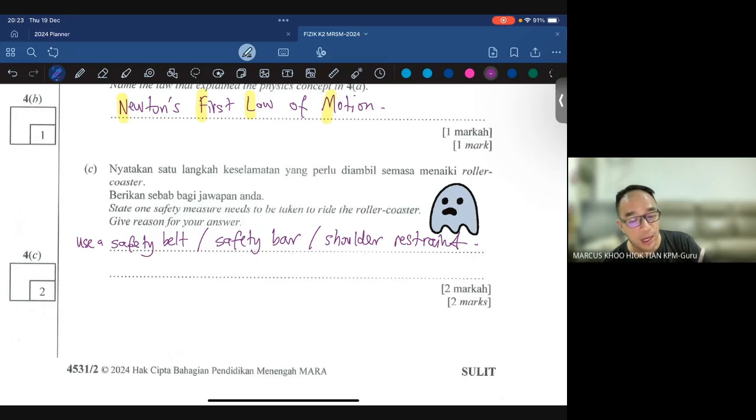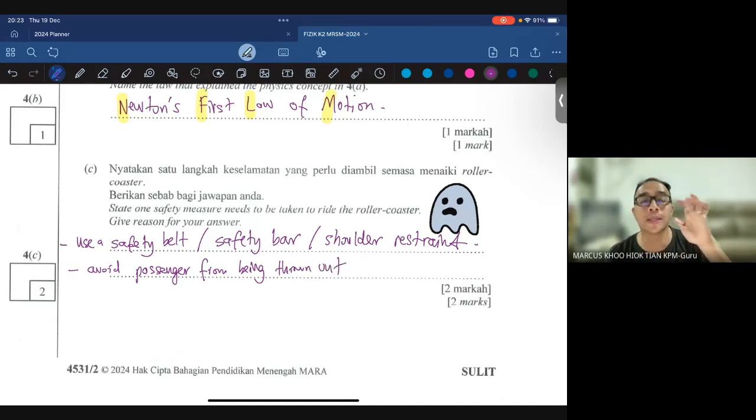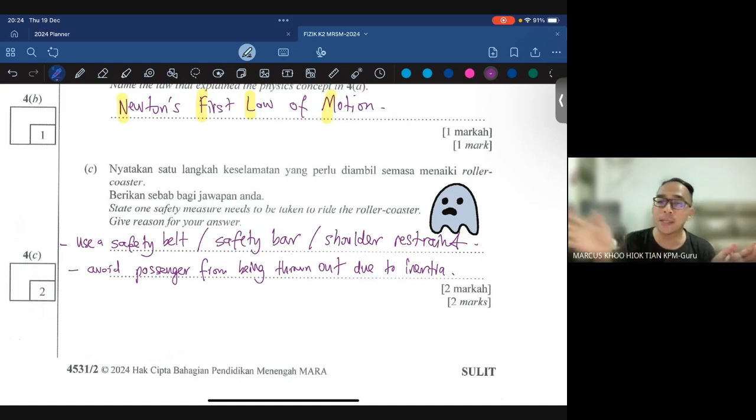I think the easiest reason is to avoid the passenger from being thrown out. But I want you to put the concept in: thrown out due to inertia. The reason why he can be thrown out is because of his own inertia lah. When the carriage turns to the right but you are still going to the left, you may be thrown out.